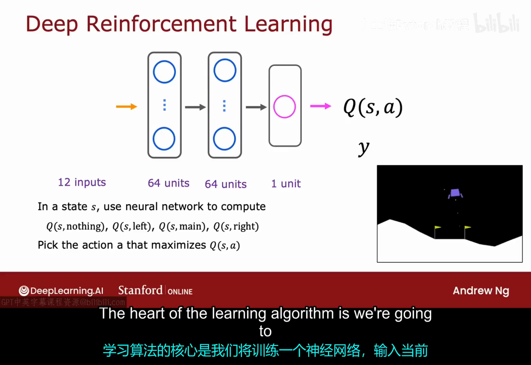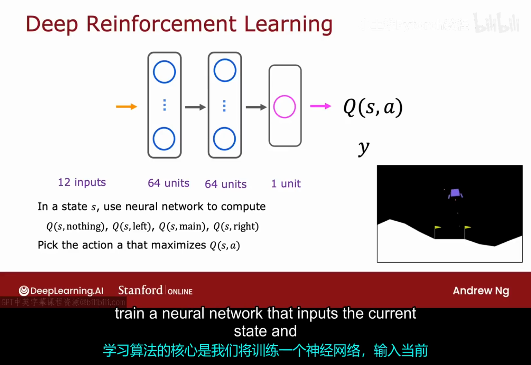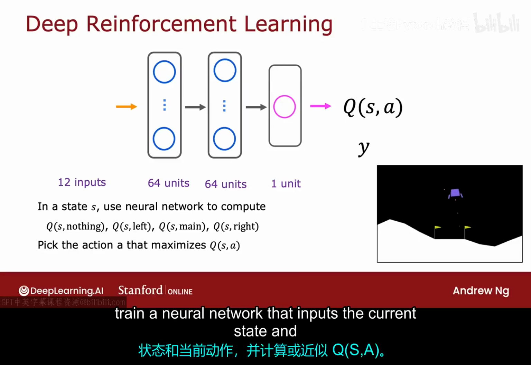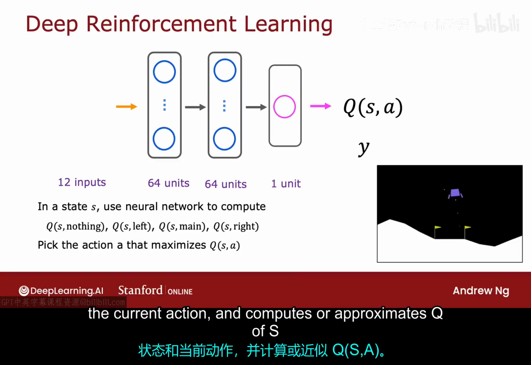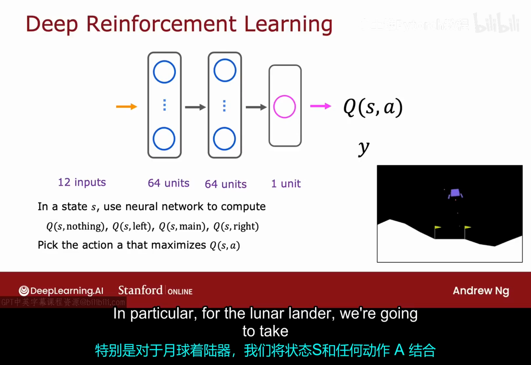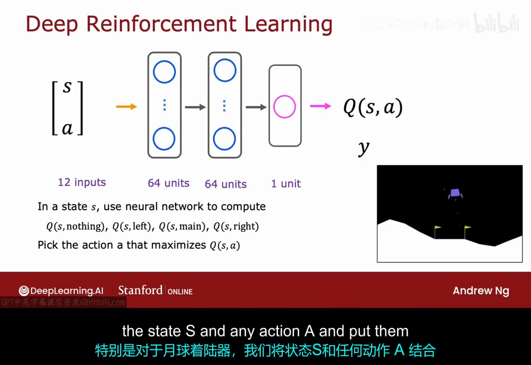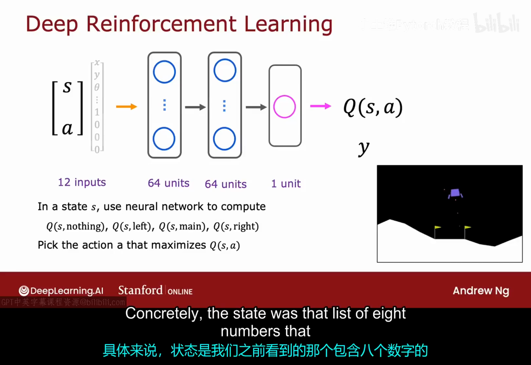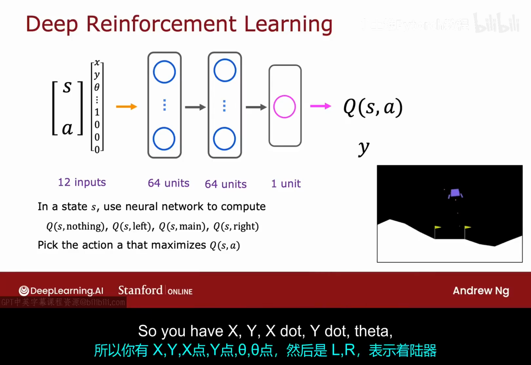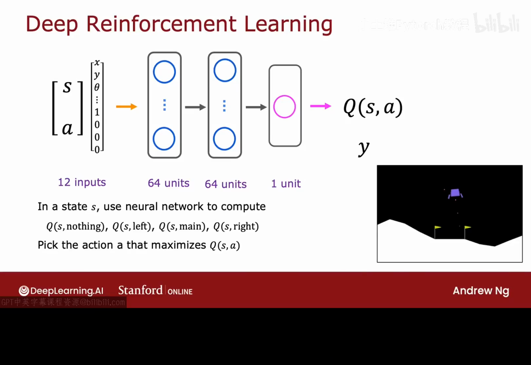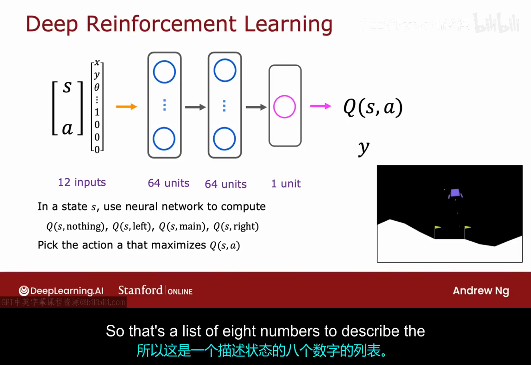The heart of the learning algorithm is we're going to train a neural network that inputs the current state and the current action and computes or approximates Q(s,a). In particular, for the lunar lander, we're going to take the state s and any action a and put them together. Concretely, the state was that list of 8 numbers that we saw previously: x, y, x dot, y dot, theta, theta dot, and then l, r for whether the legs are grounded. So that's a list of 8 numbers to describe the state.